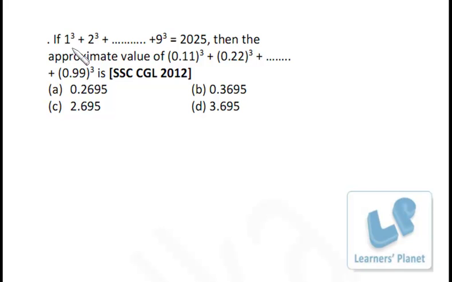If 1 cube plus 2 cube till 9 cube is this, then find the value of this. Now that's a pretty simple question. See, what you can do is take 0.11 cube as common. So you're left with 1 cube plus 2 cube till 9 cube, right? Now 1 cube plus 2 cube till 9 cube, you already know the answer, that is 2025, right? And then we have 0.11 whole cube. So what I do is 11 cube by 100 cube. So 11 cube is 1331.